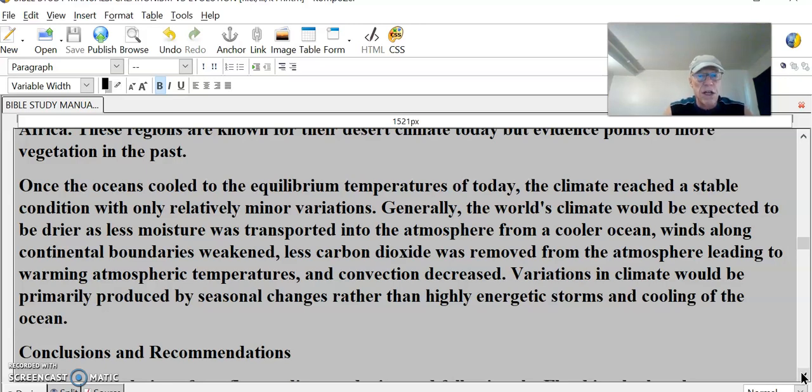Once the oceans cooled to the equilibrium temperature of today, the climate reached a stable condition with only relatively minor variations. Generally, the world's climate would be expected to be drier as less moisture was transported into the atmosphere from a cooler ocean. Winds along continental boundaries weakened. Less carbon dioxide was removed from the atmosphere, leading to warming atmospheric temperatures, right? Global warming, and convection decreased. Variations in climate would be primarily produced by seasonal changes rather than highly energetic storms and cooling of the ocean.